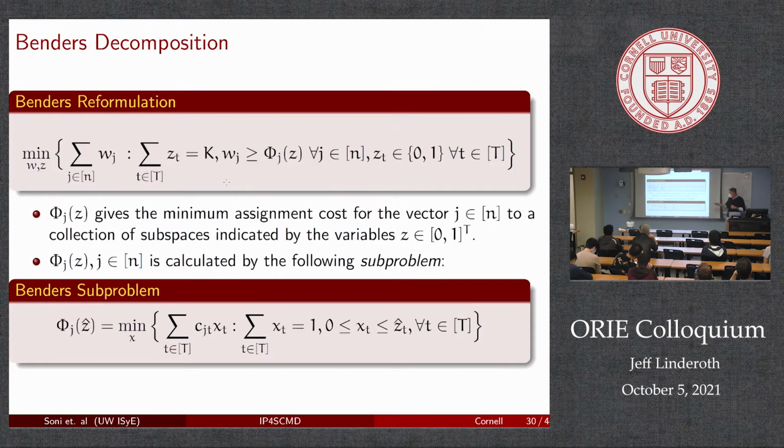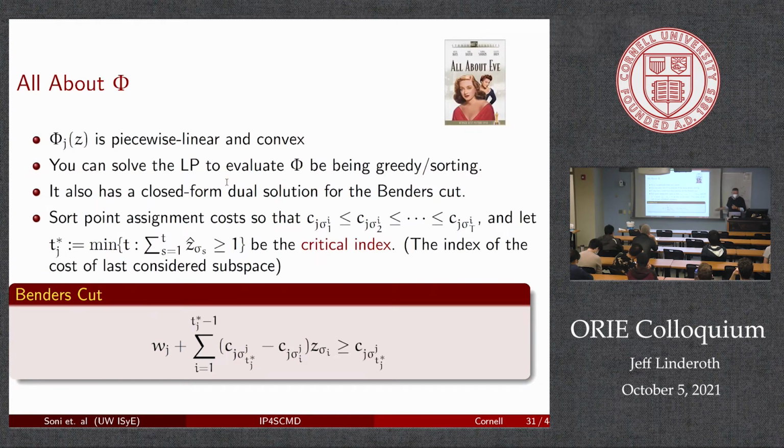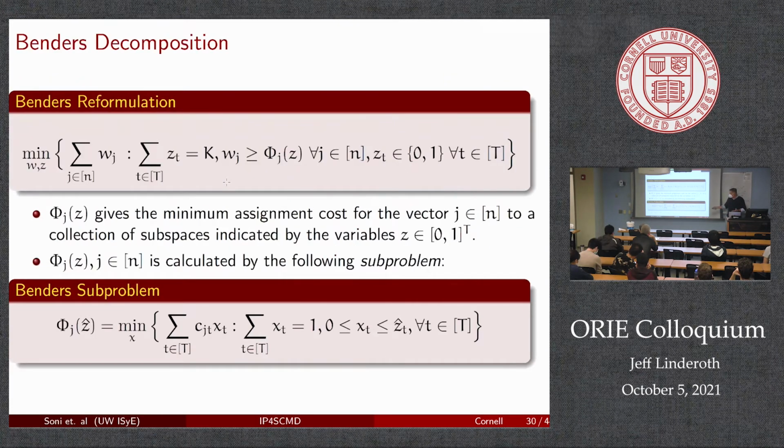If you haven't seen this before, I solve this master problem, actually the linear programming relaxation of this, where instead of having this phi_j of z, I just have a bunch of inequalities like this. I get a z, I evaluate phi of z, and I either have computed phi of z exactly, or I get an inequality that improves the approximation.